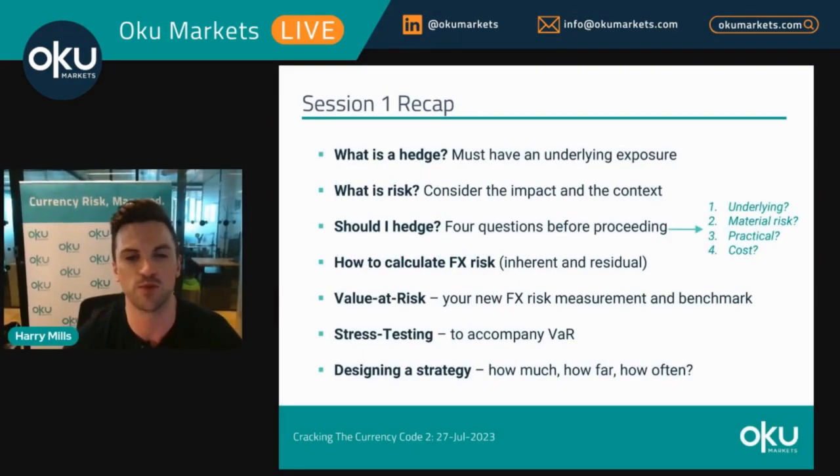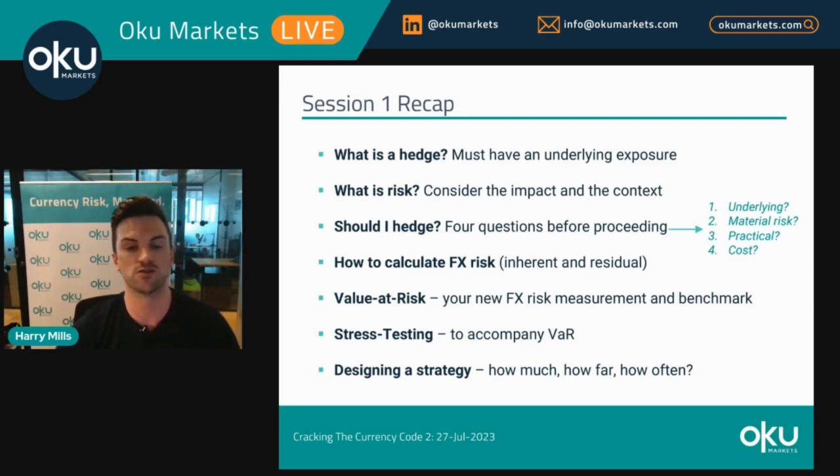What is a hedge? There must be an underlying exposure. And then we looked at what is risk, and we determined that risk is the impact on our objectives. So we talked about how it's useful to consider the context, so the business context for you or your business objectives, for example. Then we went into how to calculate FX risk, and I put in brackets there inherent and residual, and we'll come on to those in a minute. And also, should I hedge?